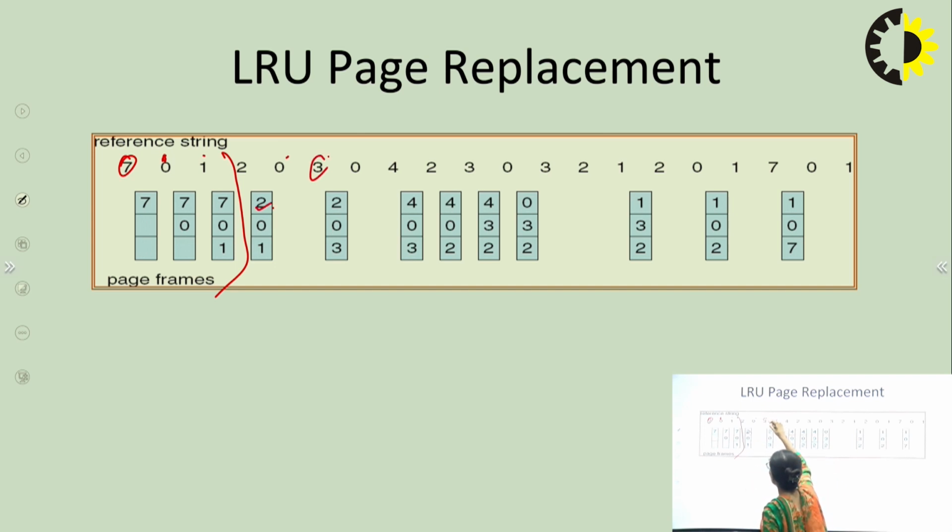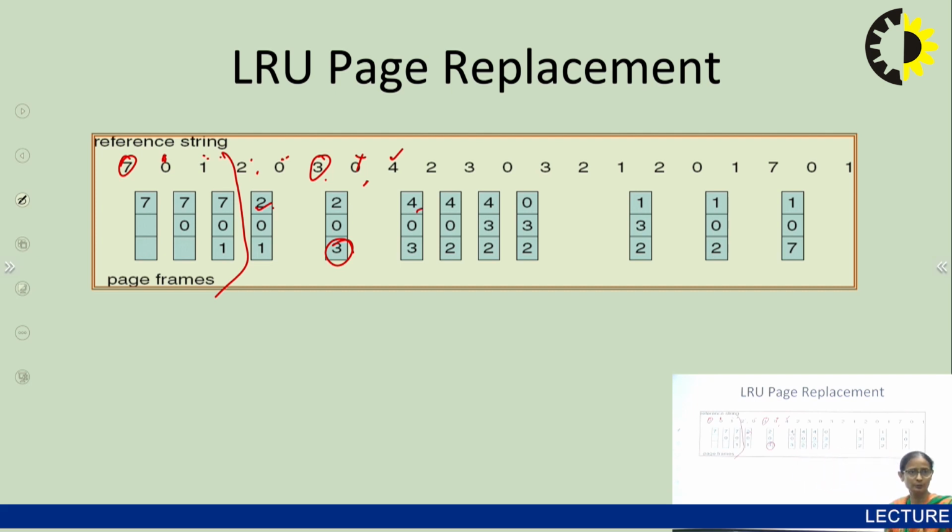Again 3, a page fault is there. We have to select the victim among 2, 0 and 1. 0 here, 2 here, 1 here. So we have replaced the 1 in this case. Again, no page fault. In the case of 4, there is again a page fault. Victim needs to be selected among 2, 0 and 3. 0 here, 3 here, and 2 here. So among these 3, we need to replace 2 according to the LRU page replacement algorithm.